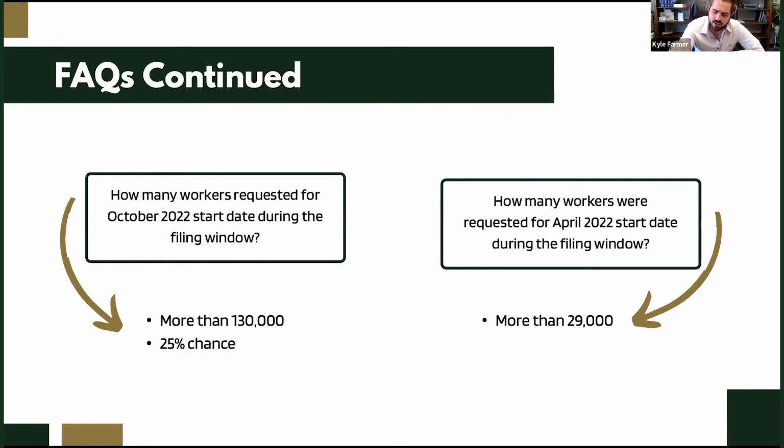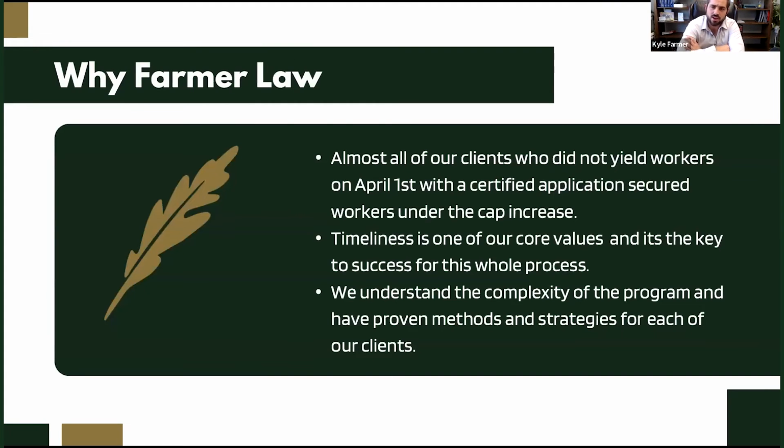April had about 130,000 people applied for those 33,000 spots. So it was really competitive. And what you ended up seeing was about a 25% likelihood of success. And basically all of those are in the group A. So, in early January, your likelihood of success of getting workers on October 1st. But in all likelihood, you can still get your workers. It'll probably just be June or maybe even July, because almost all of our clients whose applications did not yield workers on April 1st with the certified application secured workers under the cap increase. So there is that option, and that option is extremely useful.